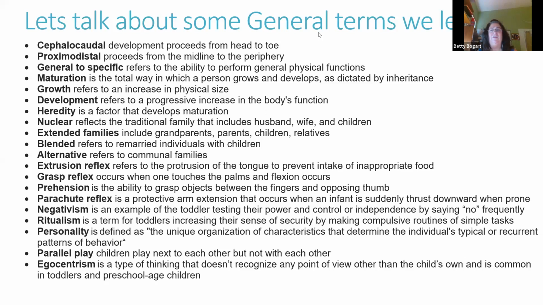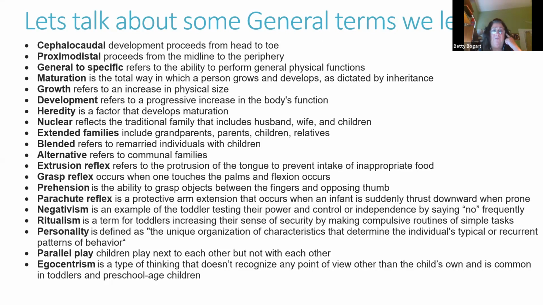So let's just look at terms. Terms are important. We have to understand what a term is in order to be able to answer questions. Cephalocaudal. Well, think of cephalic. Cephalic is the head. Caudal would be the bottom, which is going to be your feet, which could also be walking.